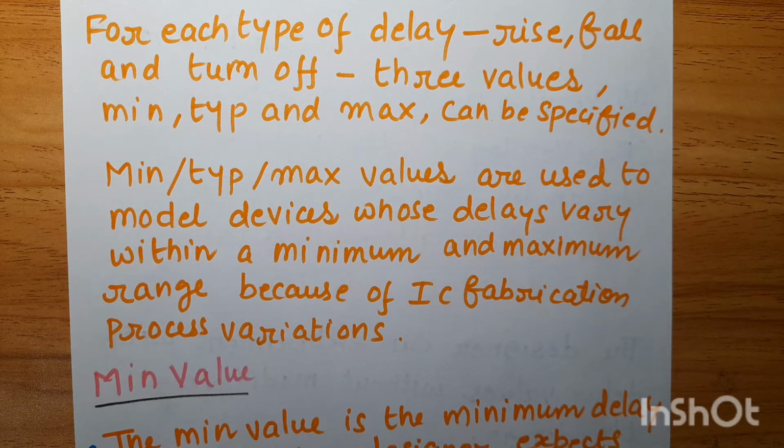The delays are specified within the minimum and maximum range because of IC fabrication process variation. It means that when the IC is fabricated, during the fabrication process, every time I cannot assure a particular value of delay. There is a range in which it varies, that is the minimum and maximum. And typical is the average value you can take from minimum to maximum.